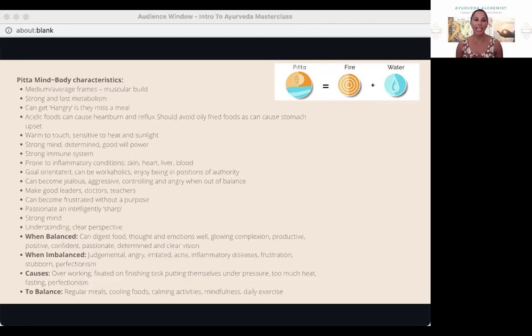So the next one is Pitta. So remember, the fire and water elements create Pitta. They usually have a medium or average body frame, more of a muscular build.